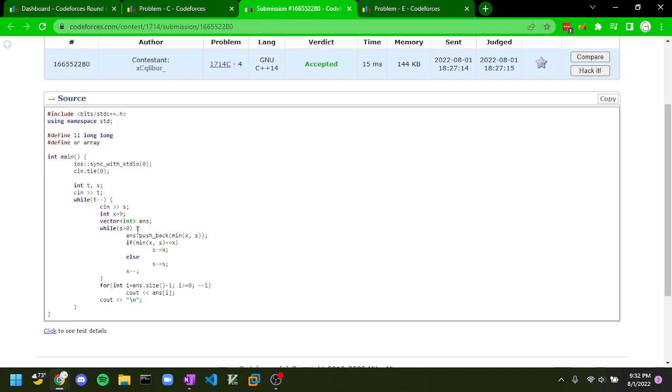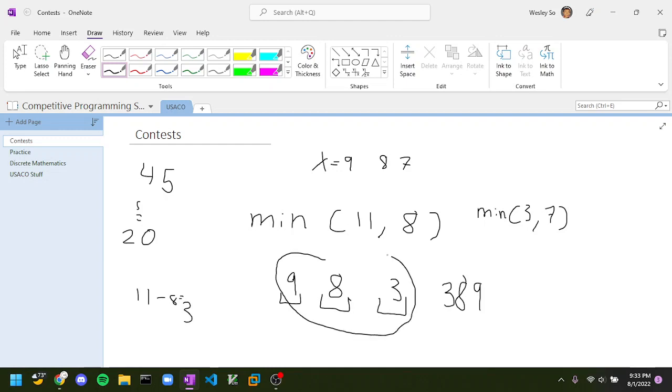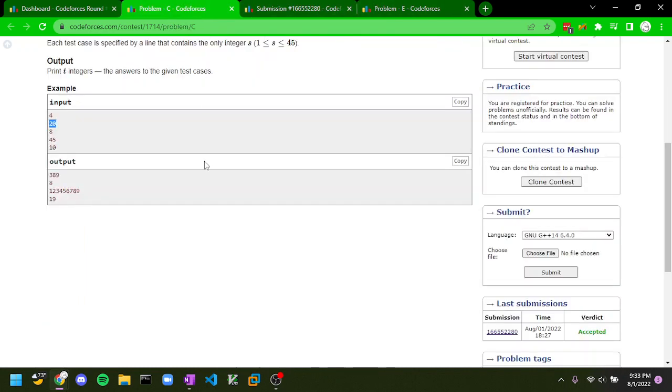And now, since s is equal to 0, we terminate it and print everything backwards. So we do 3 and 8 and 9. So we flip it to 389. And the reason we do this is right now this is the maximum number we can get, and by flipping it we get the minimum. So that's what this is, 389. Perfect.